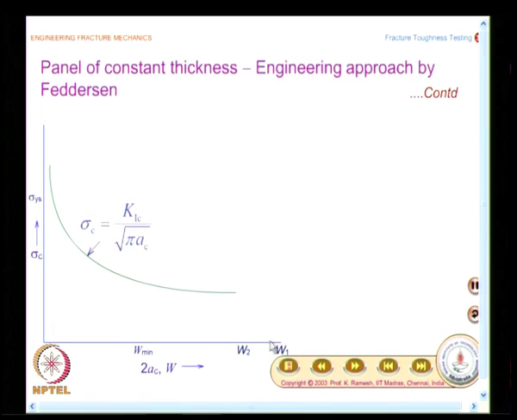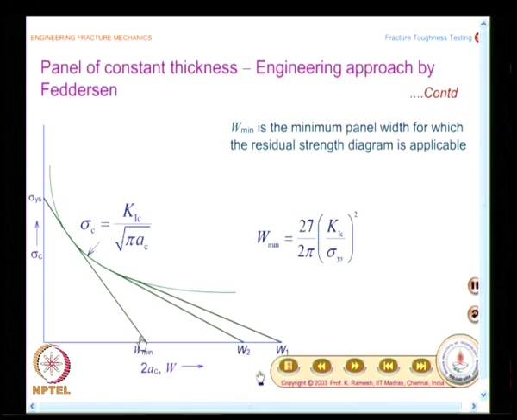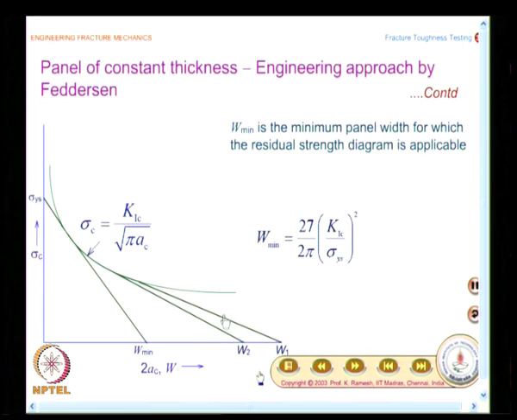Suppose I keep drawing tangents from the panel width. At one panel width, what you will find is you will have only a straight line, there will not be any curved portion. So, that dictates what is the value of the minimum panel width. You need to have that as a minimum panel width for you to do the fracture toughness testing; it should be greater than that, and this minimum panel width is given as 27/2 pi multiplied by K1c divided by sigma ys, whole square.